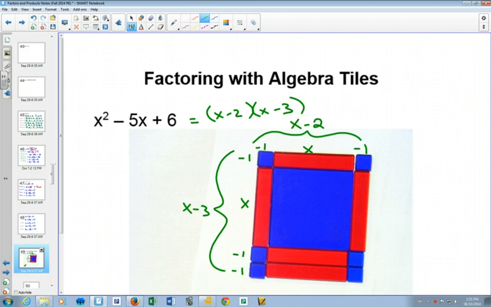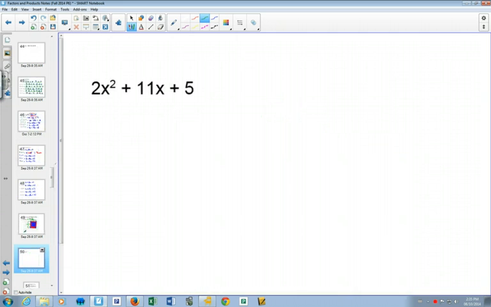It wouldn't matter if you put the 3 first and the 2 second. Not very efficient, right? The Algetiles? No. So we're going to skip our second example, or does someone want to try it? Okay, Abby's going to come up and try it. You need to take these ones away. There's all positive tiles.